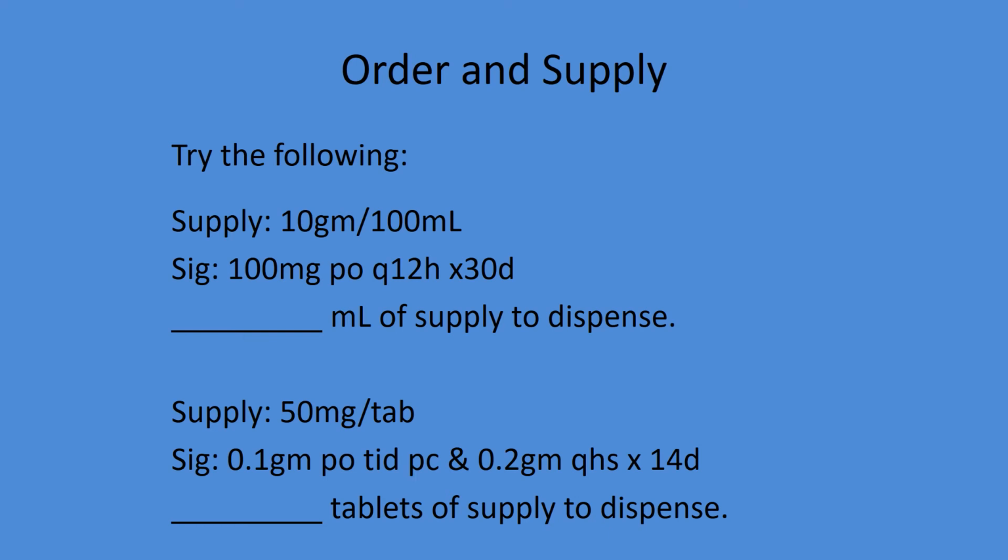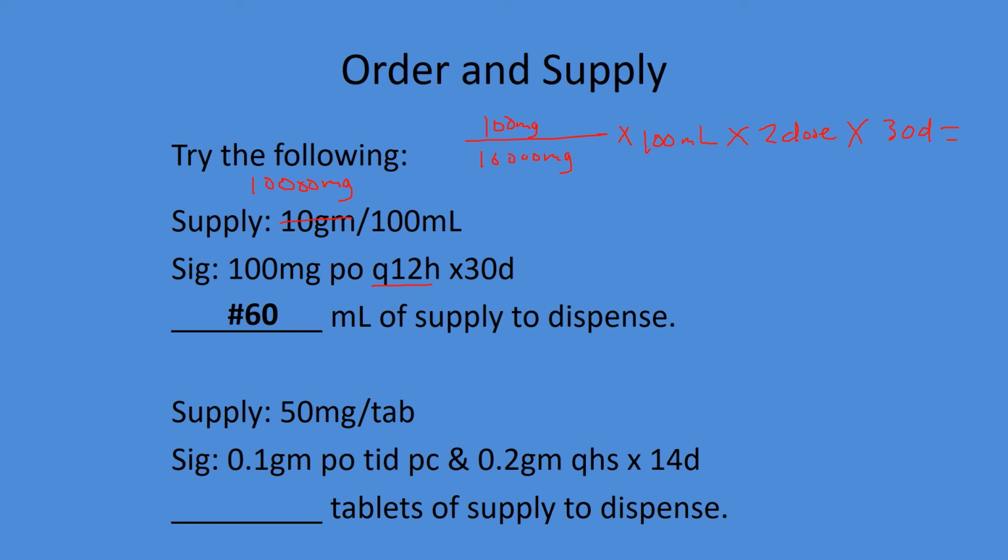All right, for this first one, I'm going to go ahead and change the grams to milligrams right away. And then I'll do my order over supply times the amount. So the order is 100 milligrams. The supply is 10,000 milligrams per 100 mLs. Q12H is going to be 2 doses in a day. And we're going to do this for 30 days. All right, so let's crunch the numbers. 100 divided by 10,000 times 100 times 2 times 30. You'll end up with 60.